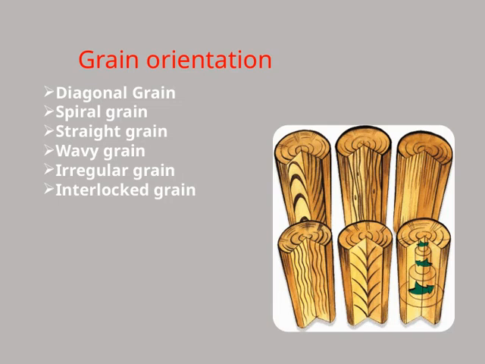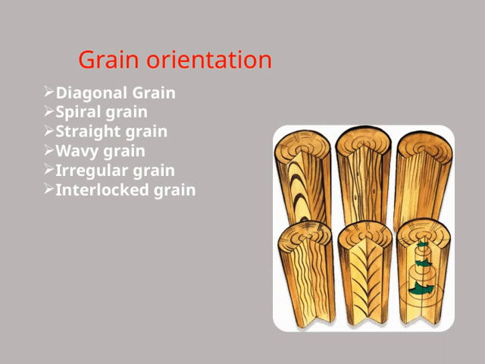Let's take a closer look at the different types of grain in wood, starting with diagonal grain. This occurs when the grain runs at an angle to the board's length, which can affect how the wood responds to cutting or finishing. Next, we have spiral grain, where the grain twists around the trunk, often creating a decorative effect but sometimes challenging for woodworking.